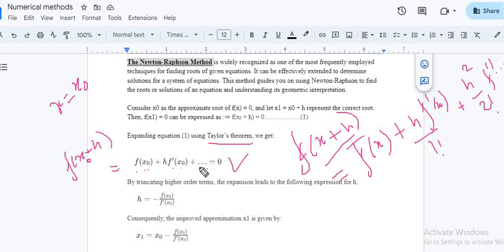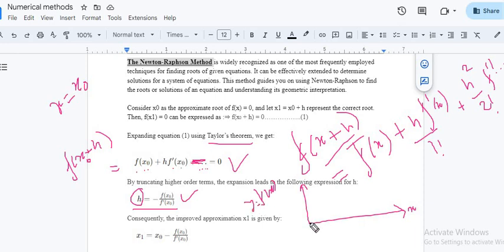So if you are considering only these two terms, f of x0 plus h times the first order derivative is equal to 0. So one can simply calculate the value of h. h is equal to minus f of x0 divided by f dash x0. Now what is h? One can think about plotting a function, x on the axis and y is equal to f of x.